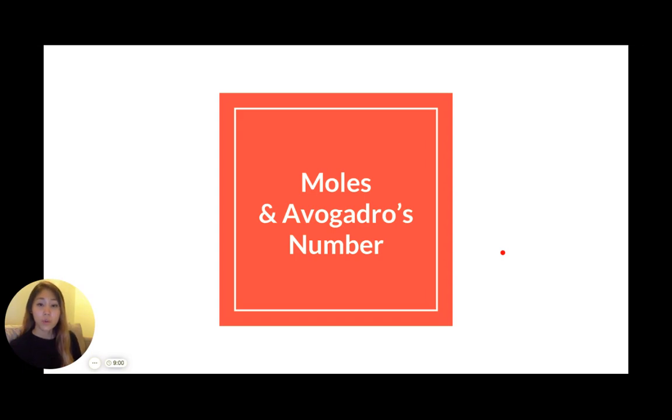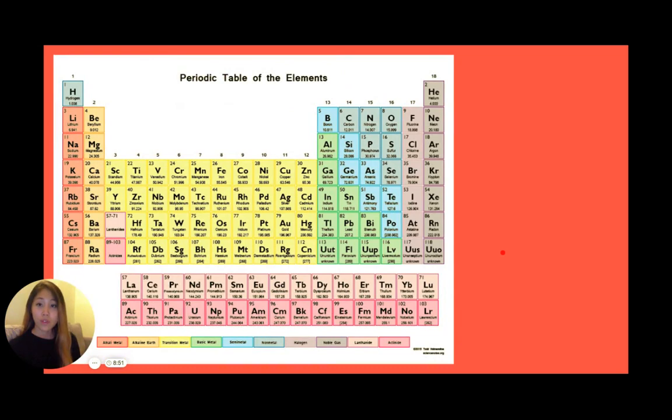All right, so we're going to start today with an introduction on moles and Avogadro's number. We have all seen this. This is the periodic table of elements. Let's use helium as an example. Helium is located on the top right-hand corner.